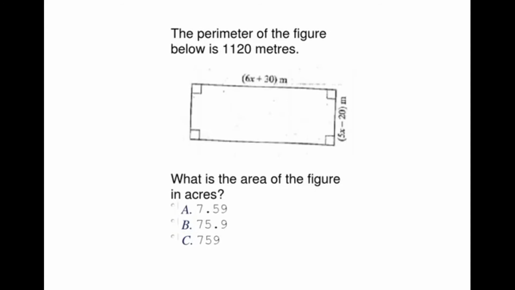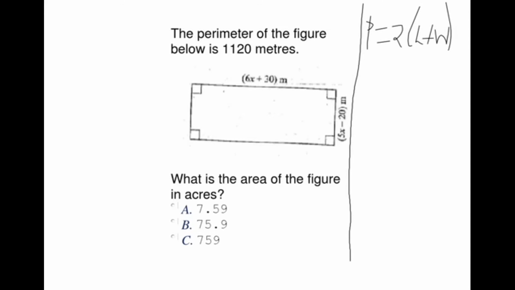The perimeter of the figure below is 1,120 meters. What is the area of the figure in acres? Perimeter equals 2 into length plus width. We have the perimeter to be 1120, which equals 2 into length, which is 6x plus 30 meters, plus width.